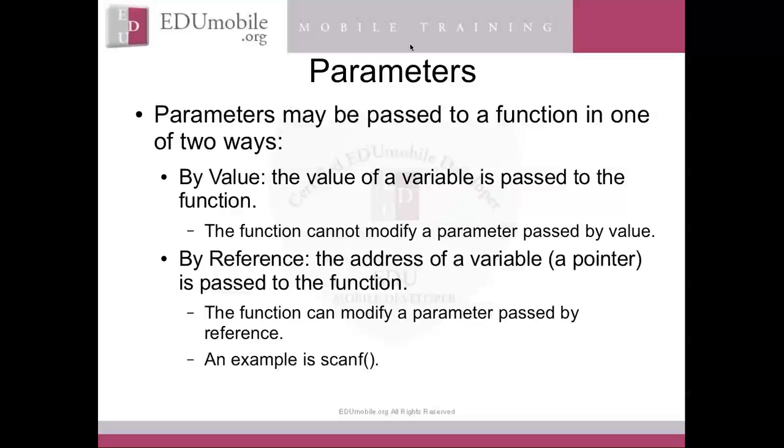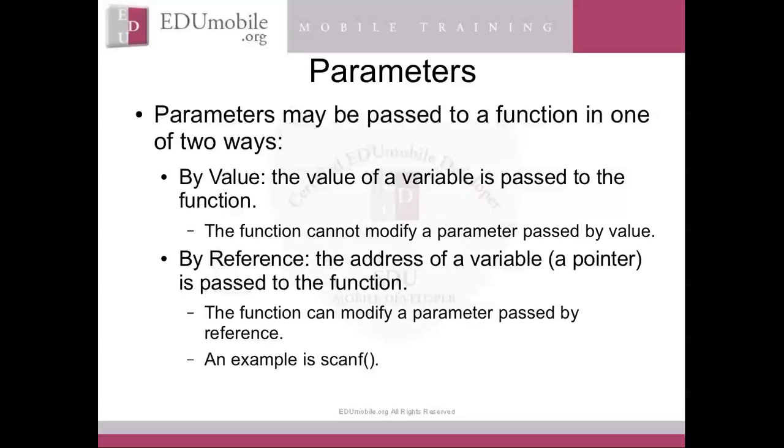Parameters to a function can be passed in one of two ways. We can either pass by value, which means that the actual value enclosed in a variable is passed to the function. In other words, if I have a variable called a, and I say a equals 7 as a statement, then I am passing 7 into the function. The function cannot modify a parameter that's passed by value. It can do some adding, it can do some math, it could do something with that value and then return something else, but it cannot actually modify a parameter passed by value.